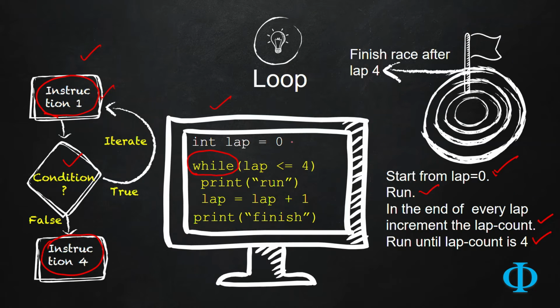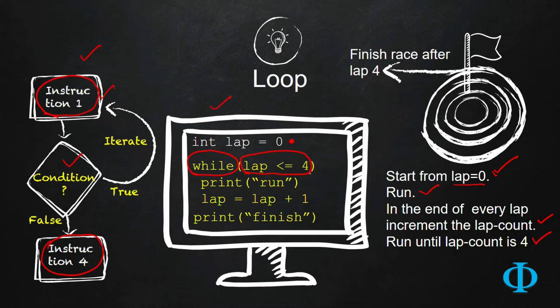In the first line, what we have done is start lap equals 0. So I have taken a variable called lap and initialized it with value 0. After that, following this while keyword, I have written the condition. This condition is actually saying until when the loop will iterate. So the loop will iterate, that is, you have to run until the lap is less than or equal to 4.